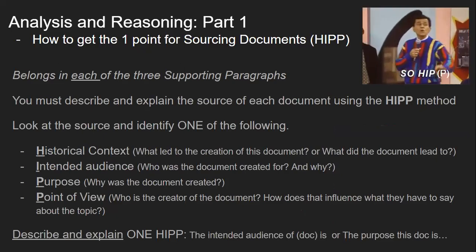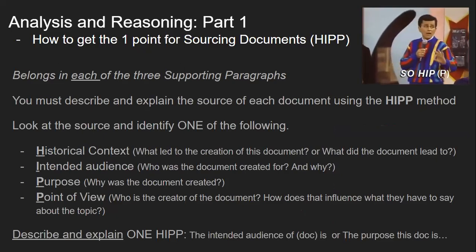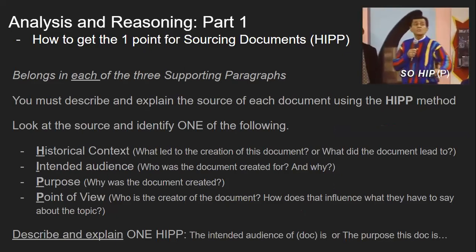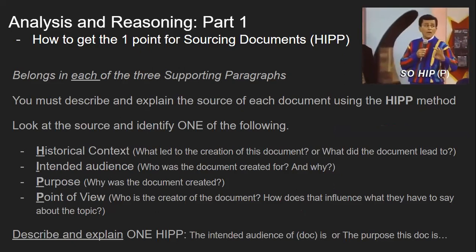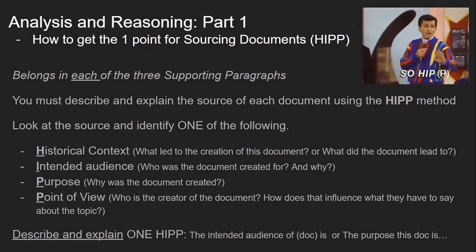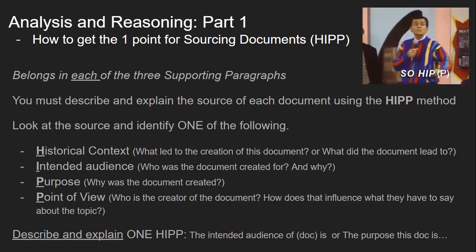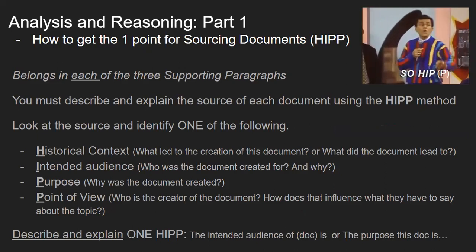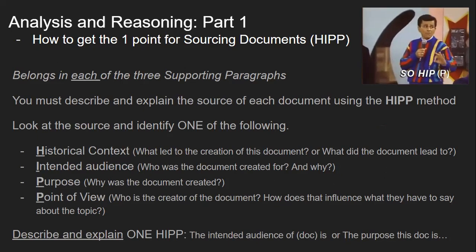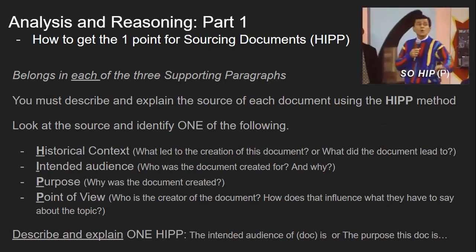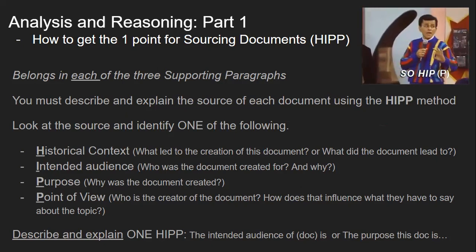The first one of those last two points is kind of one of the most complicated pieces of the DBQ. It's actually seemingly complicated, but it's not all that complicated. So basically this comes from the analysis and reasoning. So this is the analysis piece of the analysis and reasoning part of the scoring rubric, right? And so you get this one point by sourcing the document. I'm also going to refer to it as HIPPing the document. Now, HIPP is an acronym, and you'll see below what it stands for.